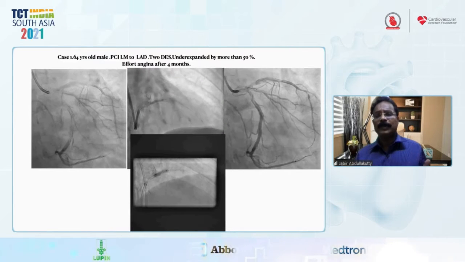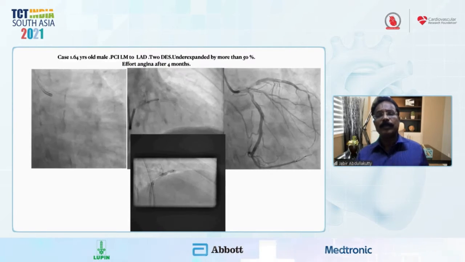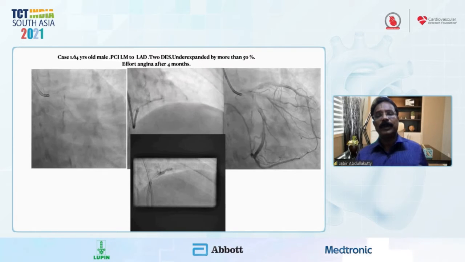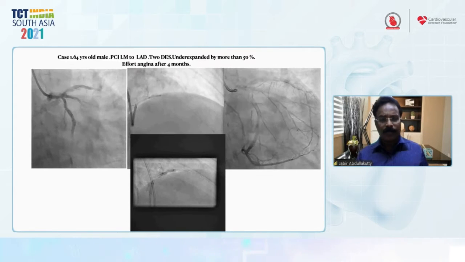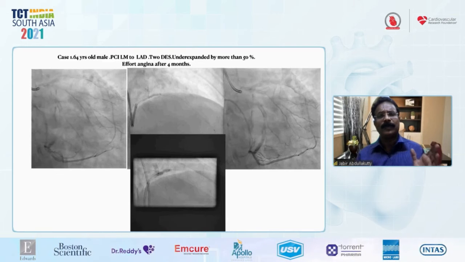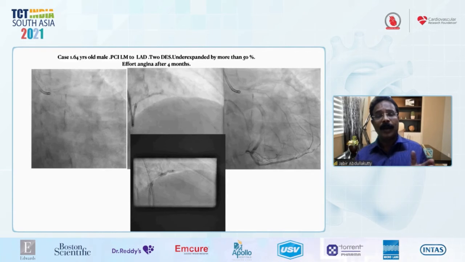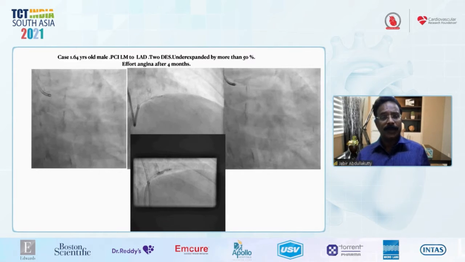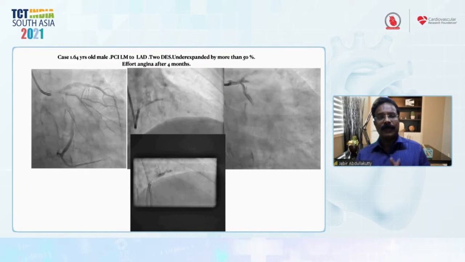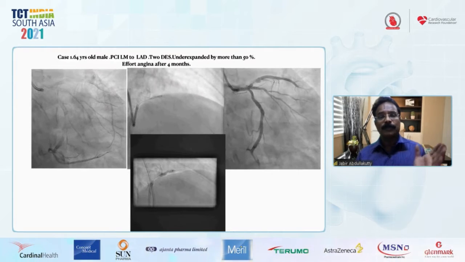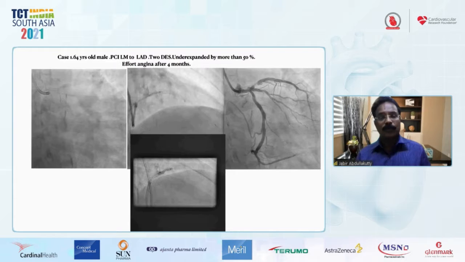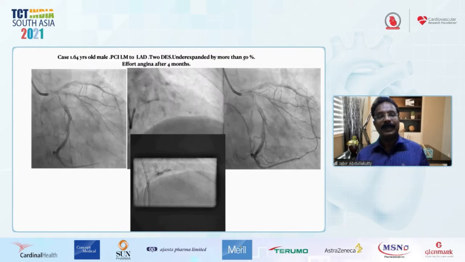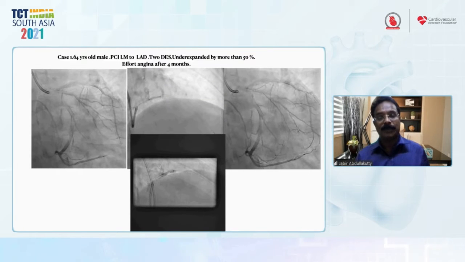The stent was under-expanded by more than 50% at that time. They couldn't do much. Their balloons were not expanding, so they left it like that. The patient was doing well till 4 months ago when he started developing effort angina. So we saw this angiography, then we thought our plan should be to wire it, balloon it, do an imaging, find out what is happening, then if required, IVL or a high pressure balloon dilatation.